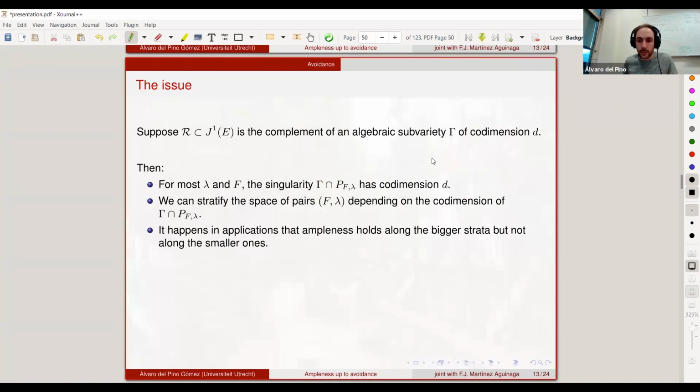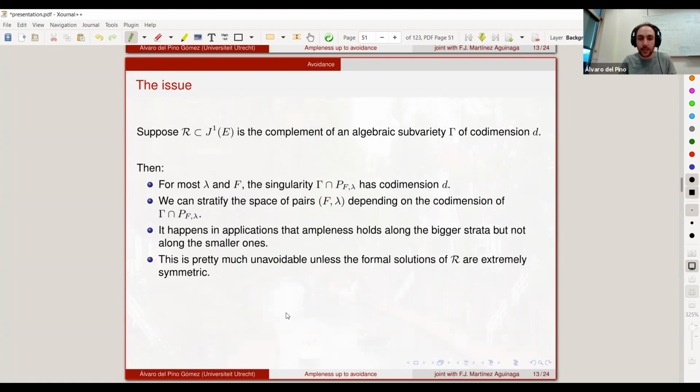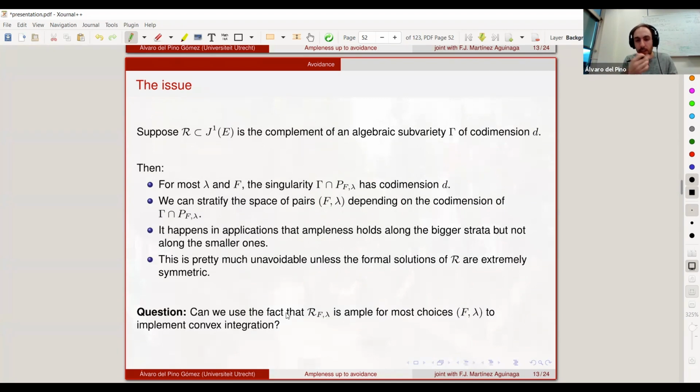And what we are saying, for instance, if this is codimension 2, is that in the bigger strata, the situation is great. You get ampleness. In the smaller ones, maybe not. But they're small somehow. The problem is restricted to a smaller algebraic subvariety. And the question is, can we use this somehow to prove an h-principle nonetheless? Maybe let me spend some time commenting on this.